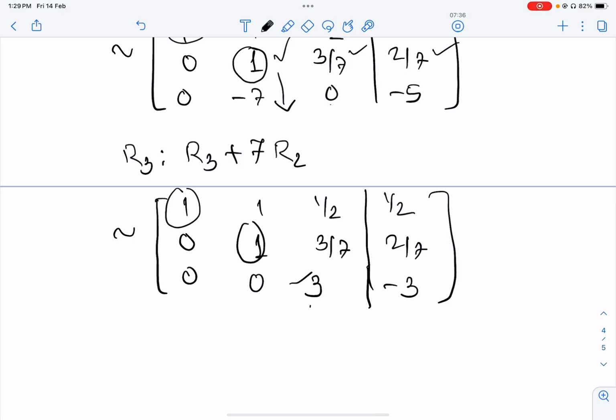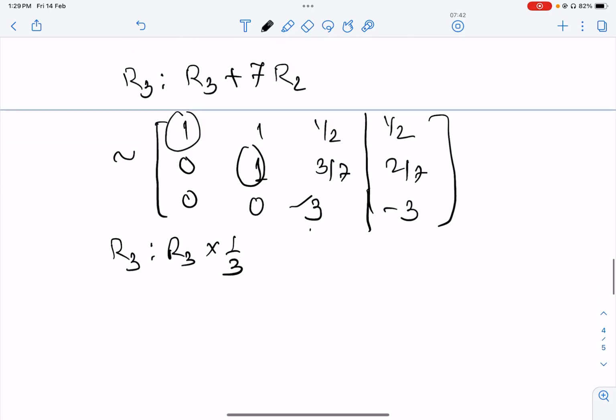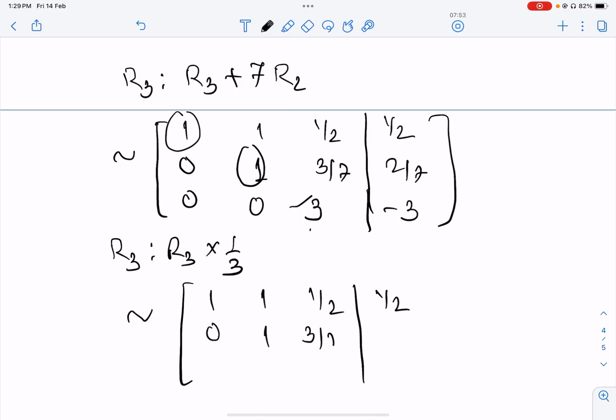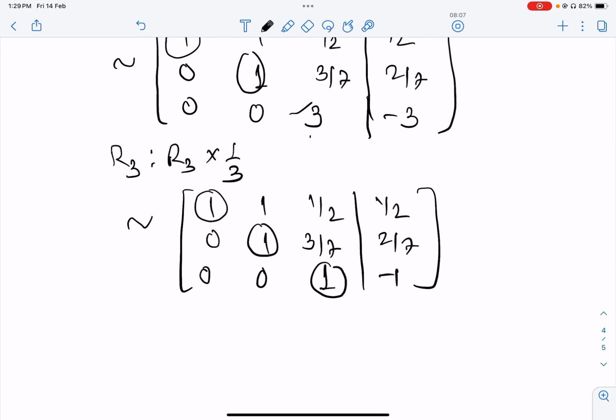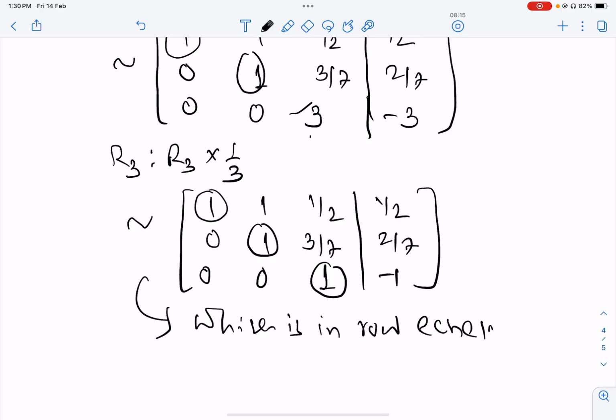And now here just divide by 3, so R3 into 1 by 3. So you have 1, 1, 1 by 2, 1 by 2, 0, 1, 3 by 7, 2 by 7, 0, 0, 1, and minus 1. So now you can see that this matrix is in row echelon form.